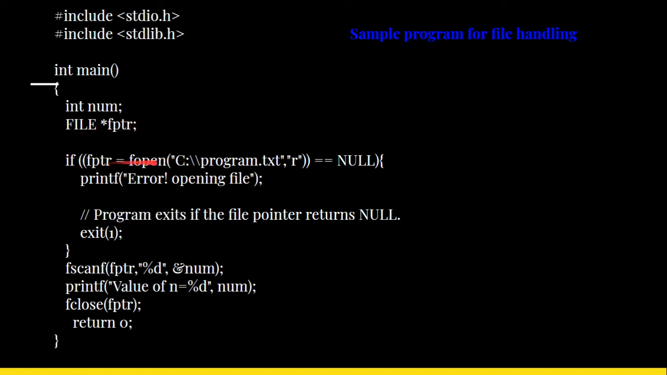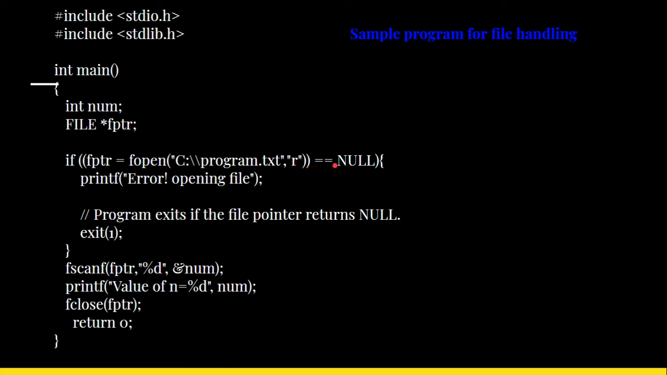And then before you start opening the file, we should first check whether the pointer is available or not. For that, this is the condition to check. If fptr is equal to fopen and we are giving the file path. So this is the file path where the file is stored. Here the file path means it is stored in the C drive with the name program.txt, and we are trying to open the file in the read mode. This parameter is the read mode, and there are many modes available.